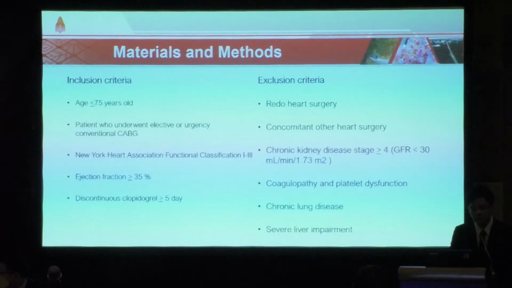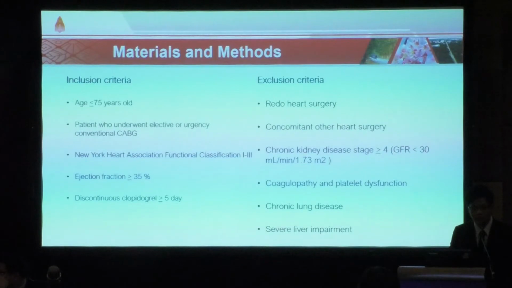This study includes patients younger than 75 years old who underwent elective or urgent conventional CABG, patients with New York Heart Association class less than 4, ejection fraction more than 35%, and who had discontinued corticosteroids more than 5 days before. Patients who underwent redo surgery or concomitant other heart surgery, or who had CKD, coagulopathy, pulmonary dysfunction, chronic lung disease, and severe liver impairment were excluded.